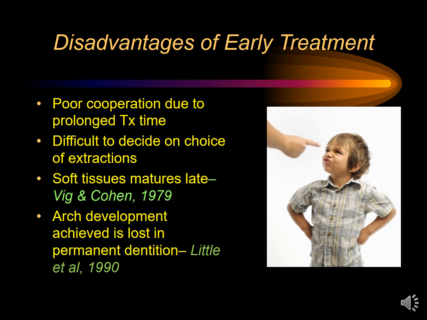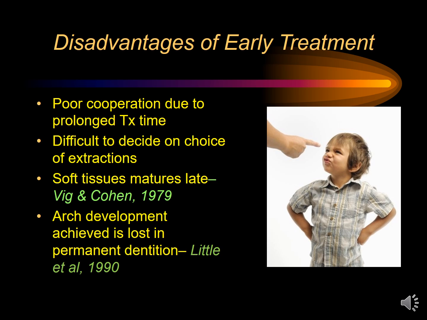Okay, so early treatment is not without its disadvantages. One is early treatment is done at an age of the patient when cooperation is not very forthcoming. Okay, there's poor cooperation because these are young patients, and sometimes interceptive treatment involves extraction of teeth, and it is difficult to decide which teeth to extract and when, because it is very difficult to predict what will happen in the future.